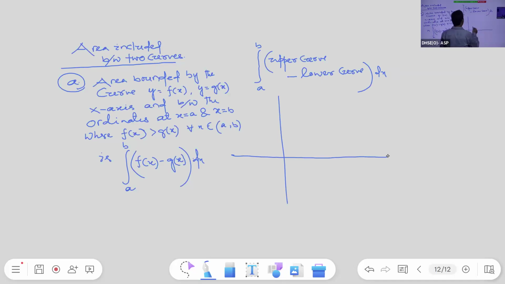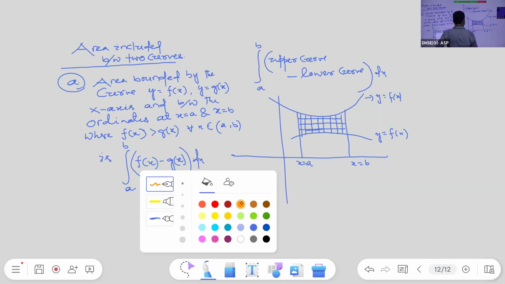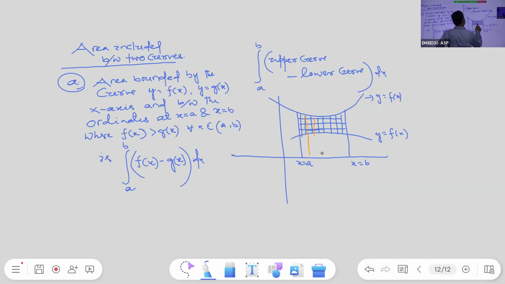So try to understand. Suppose this is the curve y is equal to f of x, and this is the curve y is equal to g of x. There is an ordinate at x is equal to a and another ordinate at x is equal to b. So the required area is the area of this strip or this region.